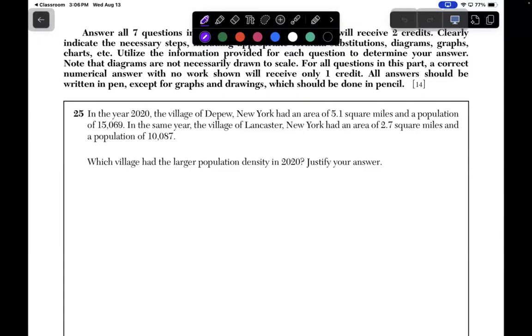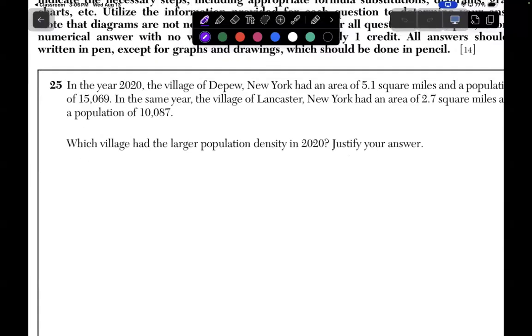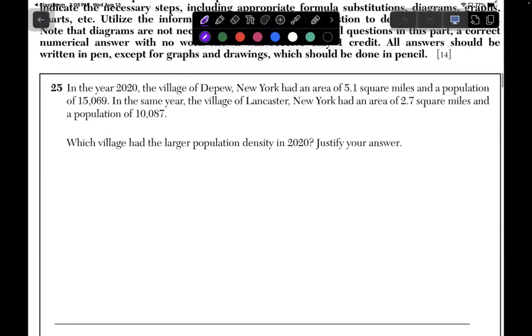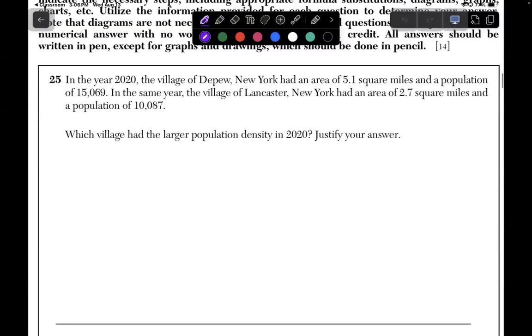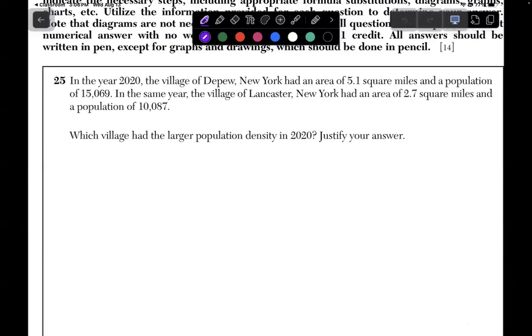So I don't even know why this was a Regents question, to be honest. A geometry Regents question. It's more of an algebra question. Actually, more of a physics question. In the year 2020, the village of Depew, New York, had an area of 5.1 square miles and a population of 15,069. In the same year, the village of Lancaster had an area of 2.7 miles and a population of 10,087. Which population had the larger population density in 2020?